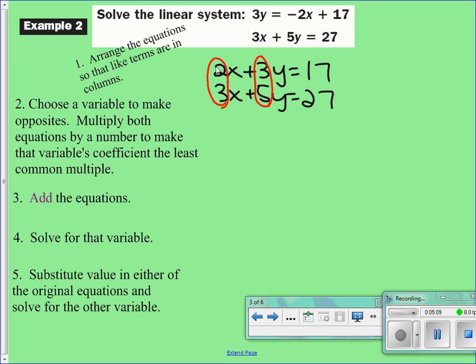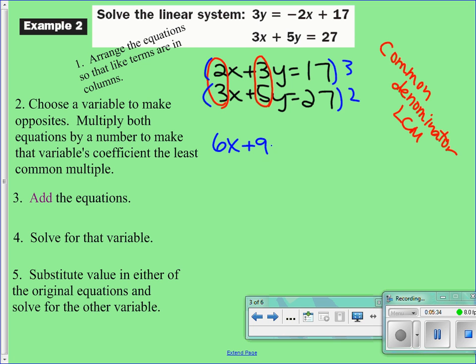Honestly, when I do this, it really reminds me of when I'm trying to make common denominators. It's the same idea where you're trying to find the least common multiple, if you want to get some fancy math terms in there. What I'm going to do, I think I'm going to get rid of my x's. So I'm going to multiply this equation by 3 and this equation by 2. And so my first equation multiplied by 3 would be 6x plus 9y equals 51. And then my second equation would be 6x plus 10y equals 54.